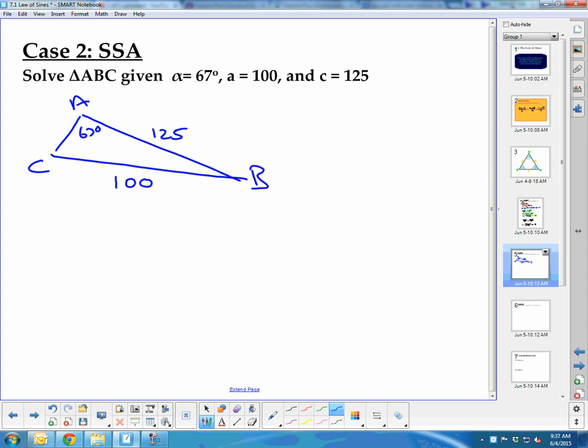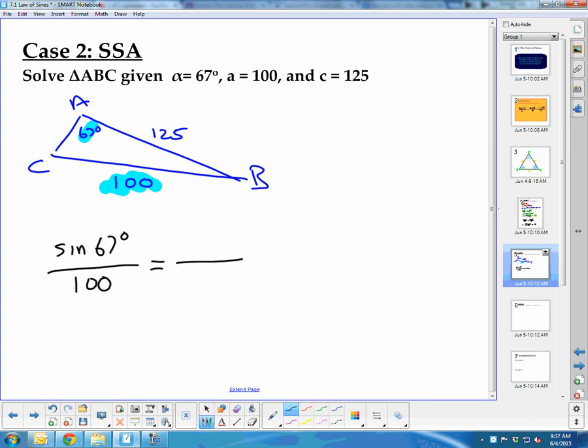Now, using the law of sines is all about finding one full ratio that I can work with, meaning I need to have one side and its opposite angle. And in this particular case, that's going to be alpha and A. I have alpha and A directly across from each other. So that's going to be the complete ratio I start with. Sine 67 degrees over 100 equals.